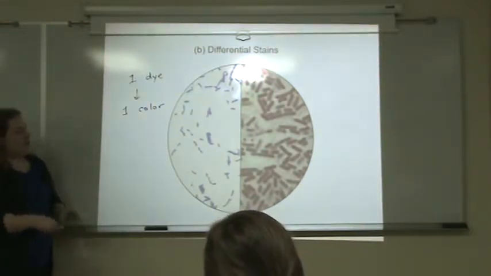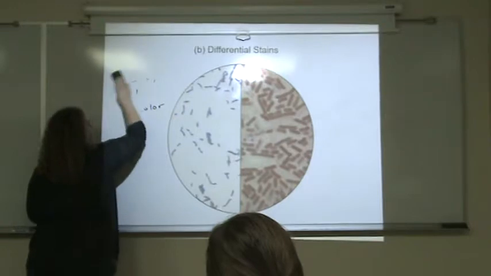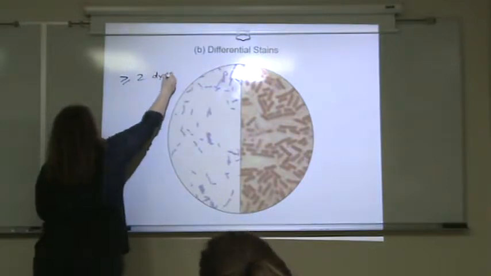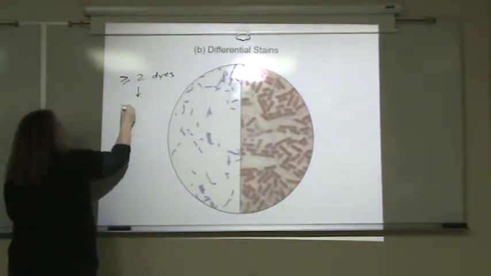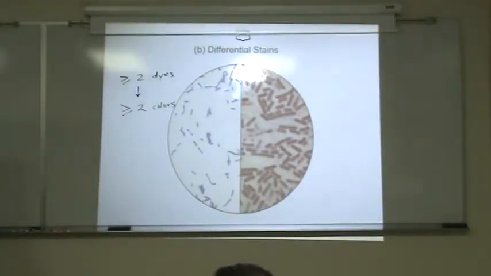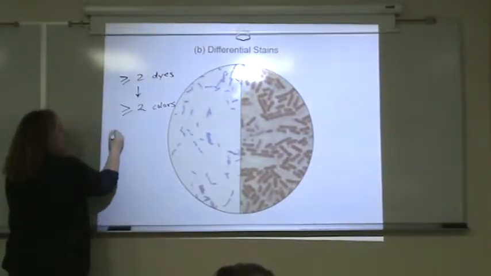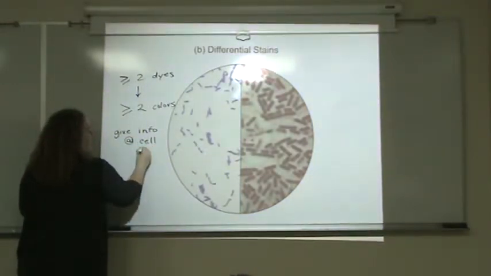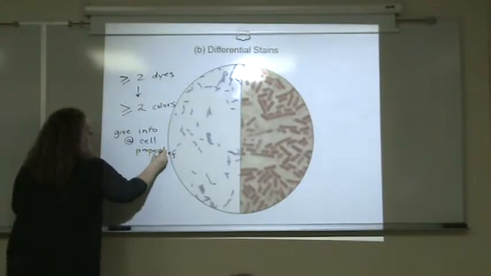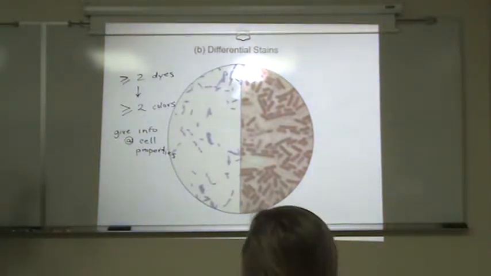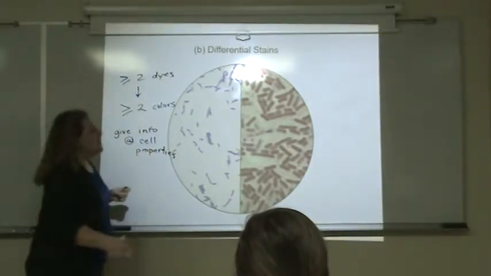What's more useful for microbiology is to do something called differential stain. So in differential stain, you have to have at least two dyes. Therefore, you're going to have at least two colors possible. And differential stains give you information about cell properties. The color that comes out on the cell will tell you something about that cell and possibly make it a different color than others. So that's differential. Gram stain is differential.